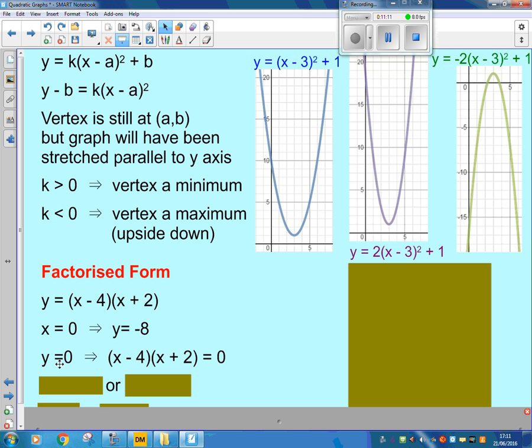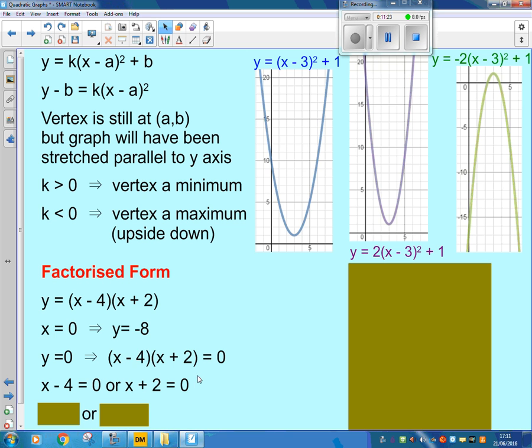The x-intercepts, that's where y is 0. Well, if y is 0, then either x minus 4 is 0 or x plus 2 is 0. One of them must be 0, because if two things multiply to 0, one of them is 0. If x minus 4 is 0, x equals 4. And if x plus 2 is 0, x is minus 2. So my x-intercepts are minus 2 and 4. My y-intercept is minus 8.